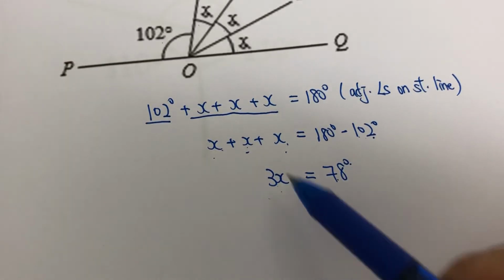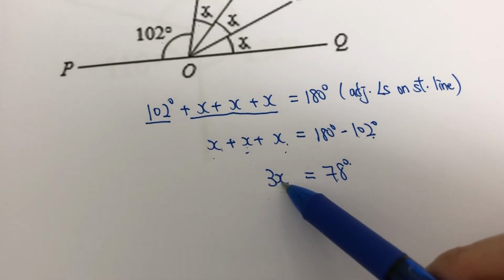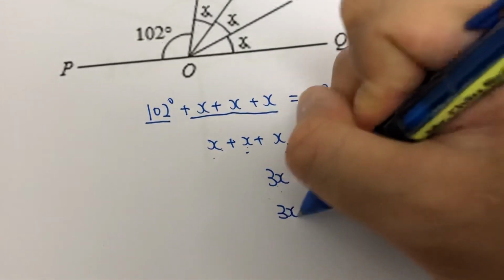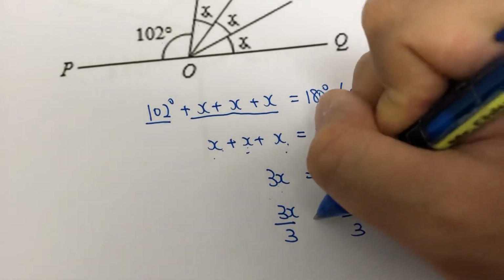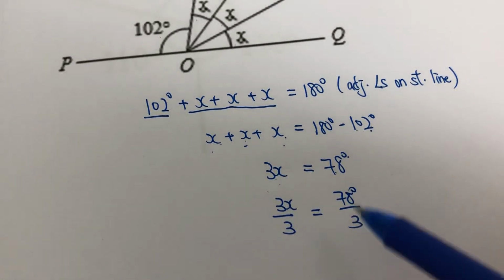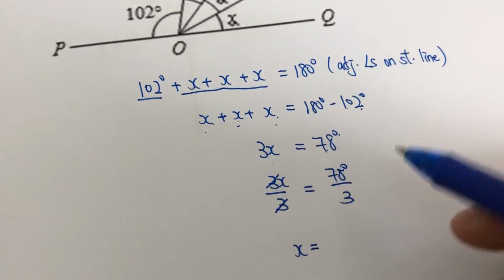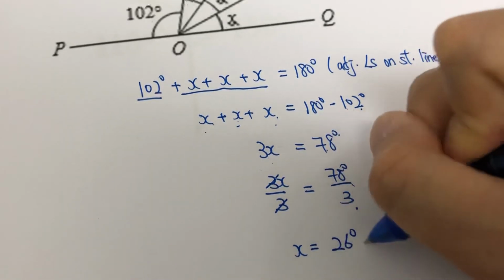Then what about x? What could we do in order to get rid of the 3? This is times, right? 3 times x. Therefore, when you try to get rid of this, you have to divide. We divide both sides by 3. As long as you are doing the same thing on both sides, it's always okay. If you divide both sides by 3, 3 and 3 could be cancelled out. And therefore, x equals 78 divided by 3, which is 26 degrees.